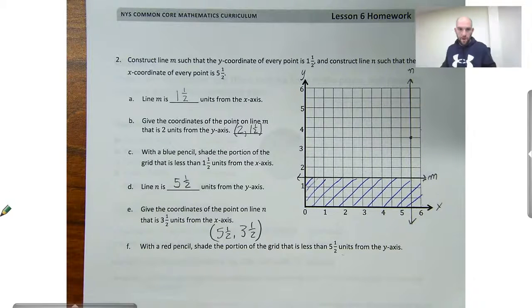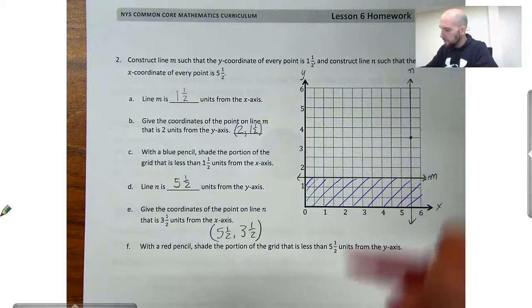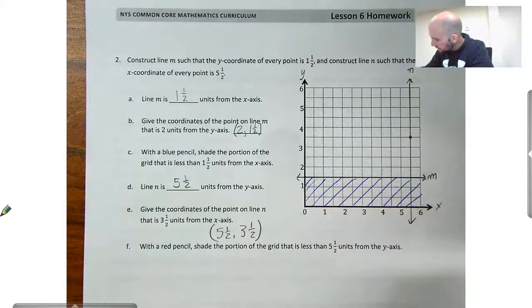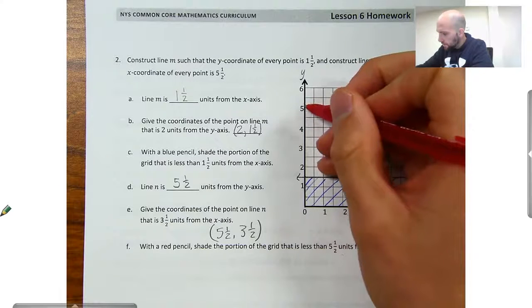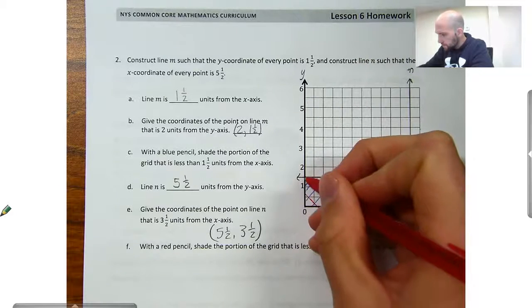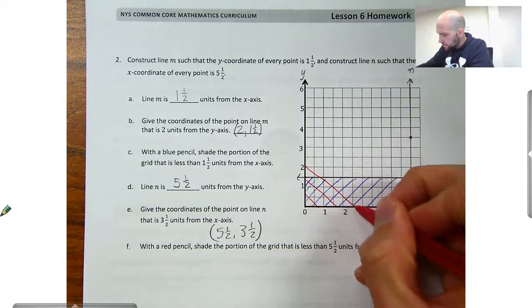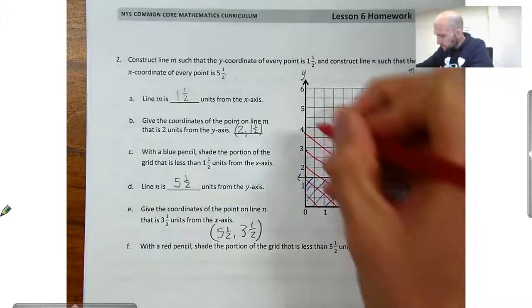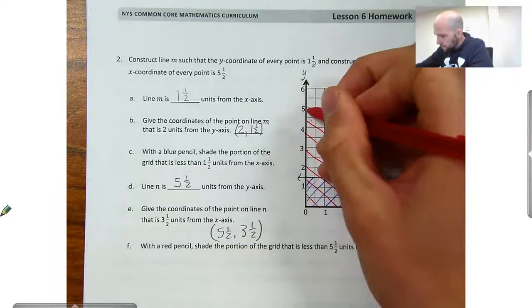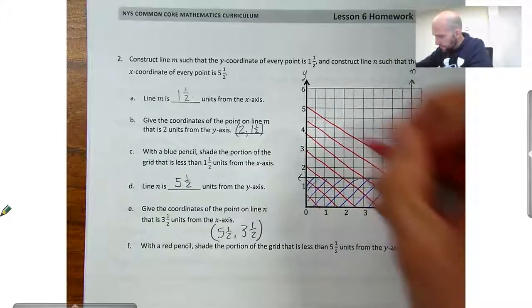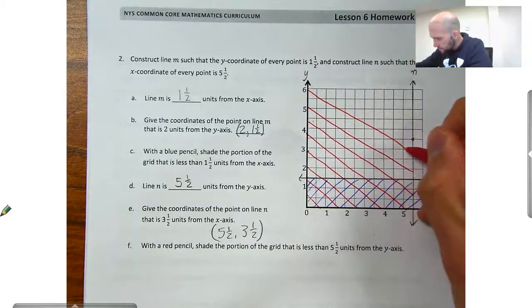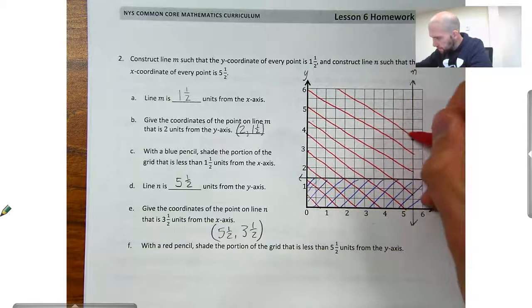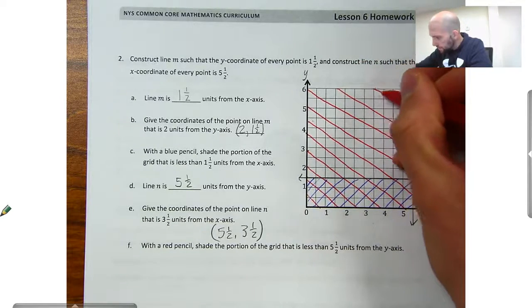Now it says with a red pencil, shade the portion of the grid that is less than 5.5 units from the y-axis. So again, I have a red pen here, so that'll work. We're going to shade this whole area here. And I'm just going to do some diagonal lines like I did with the blue pen here. I'm going to get everything that's less than 5.5. Pretty big portion.